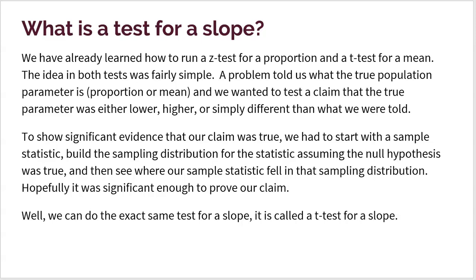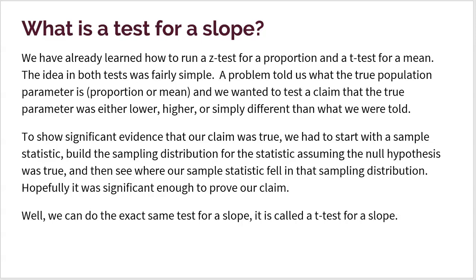Somebody said, I believe that more than 20% of jelly beans are orange. Okay, I guess we got to prove that somehow. Or somebody said, I think the average weight of all kangaroos is more than 400 pounds. Okay, great. Now we just have to find a way to test that. And that's exactly what a significance test is that we learned about with the z-test or a t-test.